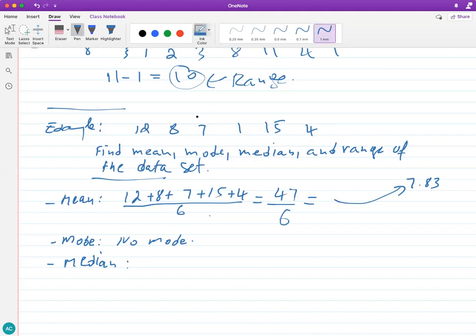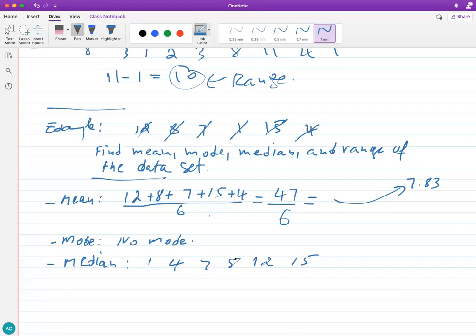But first, it's not these values. First, we have to arrange them, either lowest to highest, or the other way around. So let's do lowest to highest. The first one is 1, followed by 4. Then the next value is 7, then 8. And of course 12, then 15. As you can see, we can't find one right in the middle, because you have 6 values. There's nothing in the middle.